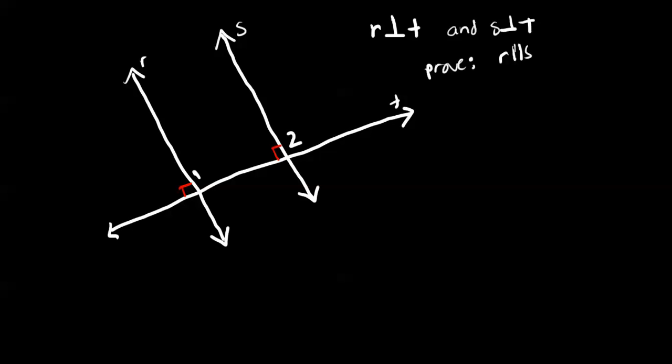Angle 1 and angle 2 are right angles by the definition of perpendicular. So angle 1 is perpendicular to angle 2. Since corresponding angles are congruent, R is parallel to S.